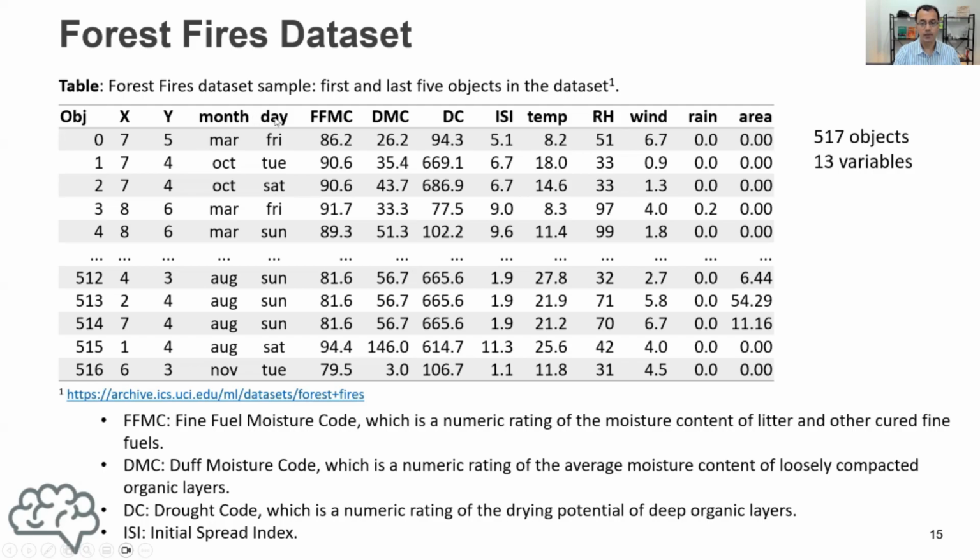We have the month and the day in which these measurements were taken. We have some specific variables which are FFMC, DMC, and DC. These variables are related with some specific moisture code or drought code that they were assessing in that region. We also have the initial spread index of the fire, the current temperature, the relative humidity, the wind, the rain, and the area that was affected by the fire. This dataset contains a total of 517 objects and 13 variables.